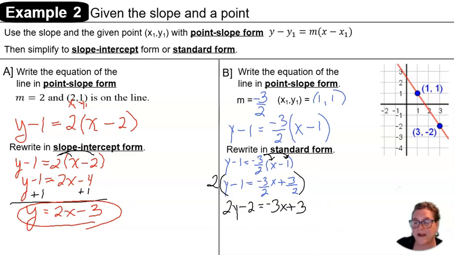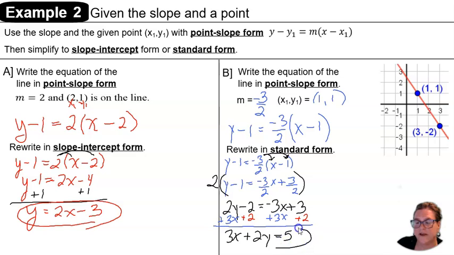So next I want to get my x's and my y's on the same side for standard form. So I'm going to add 3x to both sides. And in standard form, the constant is on the opposite side of the x's and y's. So I'm going to add 2 to both sides to move that constant to the other side. So I have my 3x, positive coefficient now, plus 2y is equal to 3 plus 2, which is 5. And there is standard form.